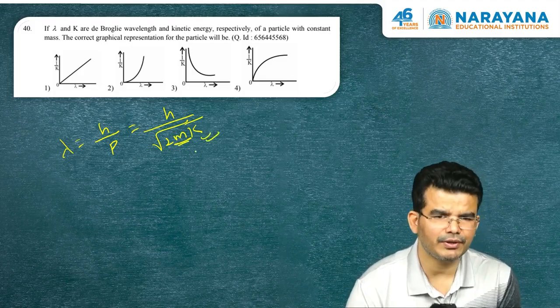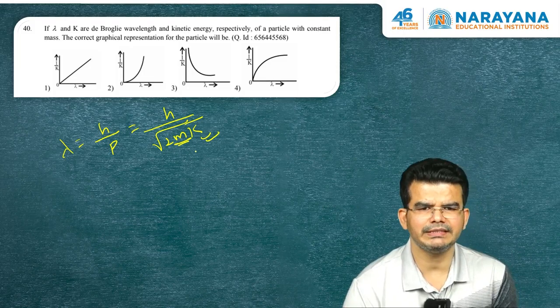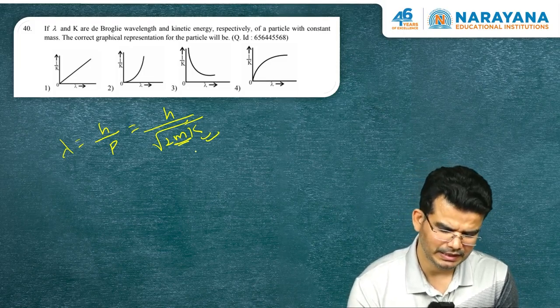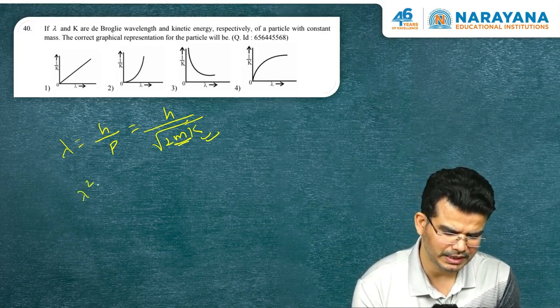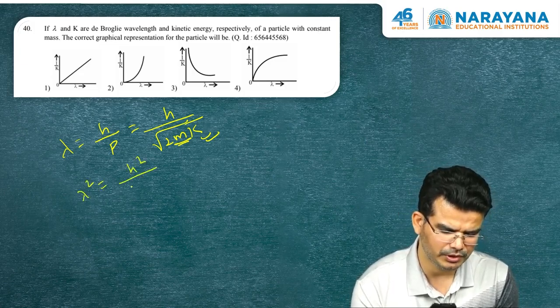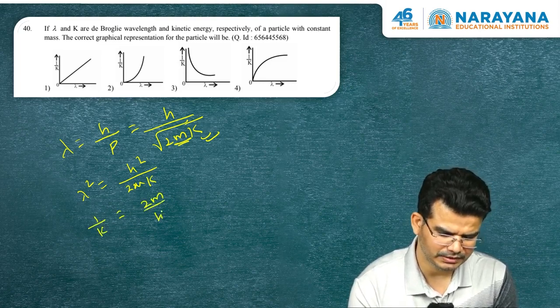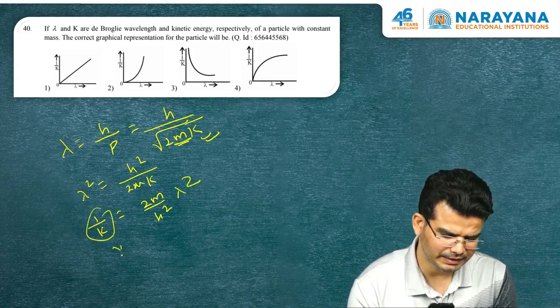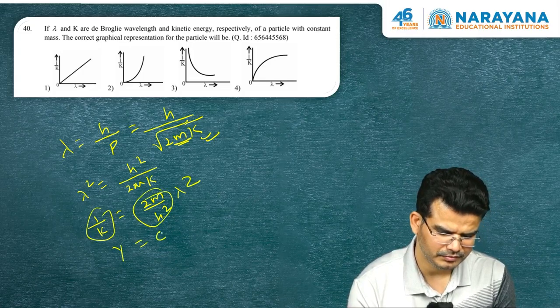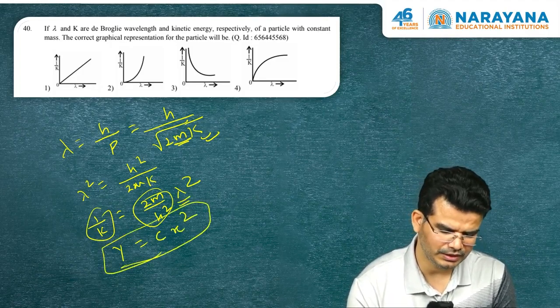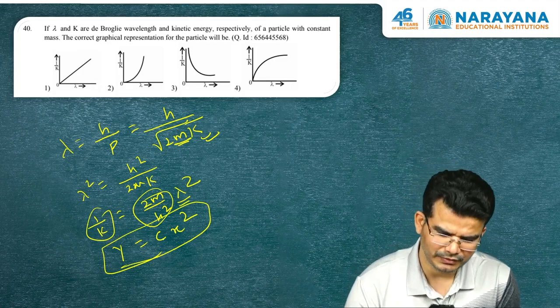So, we have a graph of 1 by k versus lambda. Let us square this: lambda square equal to h square upon 2 mk. So, 1 by k equal to 2 m by h square into lambda square. This is your y axis, this is some constant and this is the x axis. So, y equal to c x square, very simple thing.